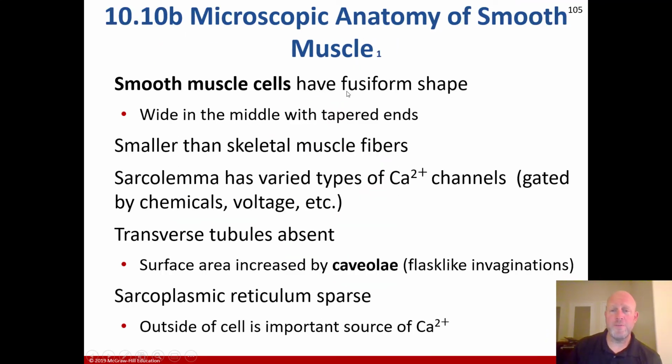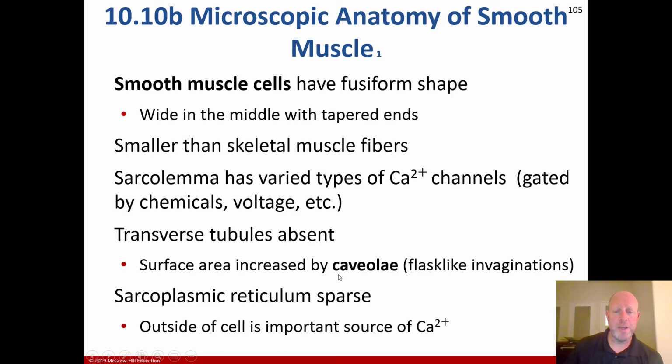Our smooth muscle cells have a fusiform shape. It's wide in the middle with tapered ends, right? It's smaller than skeletal muscle fibers. Then the sarcolemma has varied types of calcium channels, gated by chemicals and voltage. Transverse tubules are absent. They're present in skeletal muscle fibers.